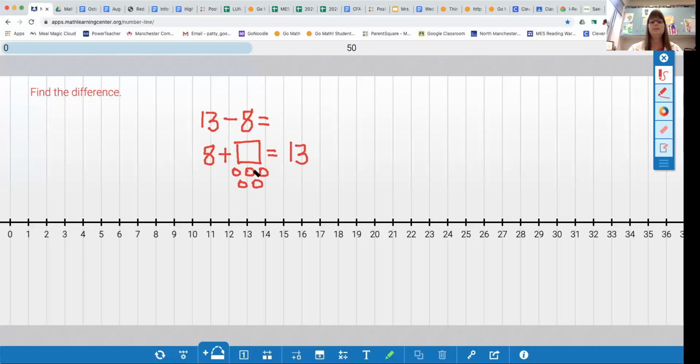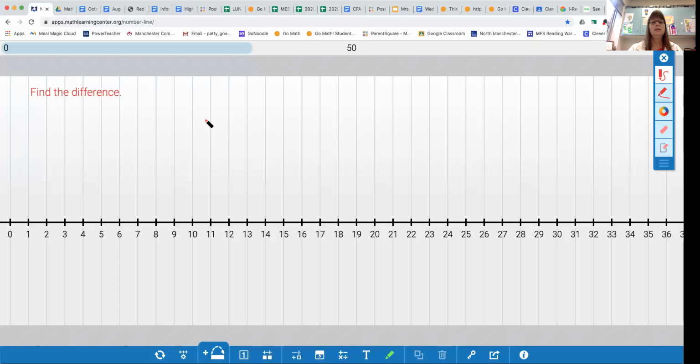8 and this many more equals 13, because 8 and one more was 9, another one was 10, 11, 12, 13. So 8 and 5 more. When I count, there's 5 circles there. 1, 2, 3, 4, 5. So 8 and 5 is 13. So now I know 13 take away 8 is 5. Let's try another one of these where we're doing the related fact and we're counting up.